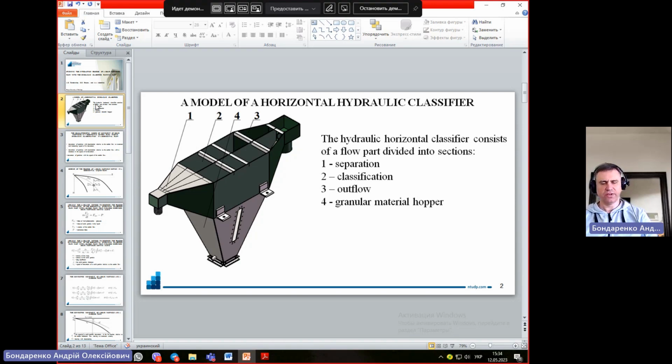Thus, to justify the rational parameters of the apparatus for the gravitational processing of granular materials in a horizontal flow, it is sufficient to simulate the movement of solid particles which have a size within the separation range expected values.